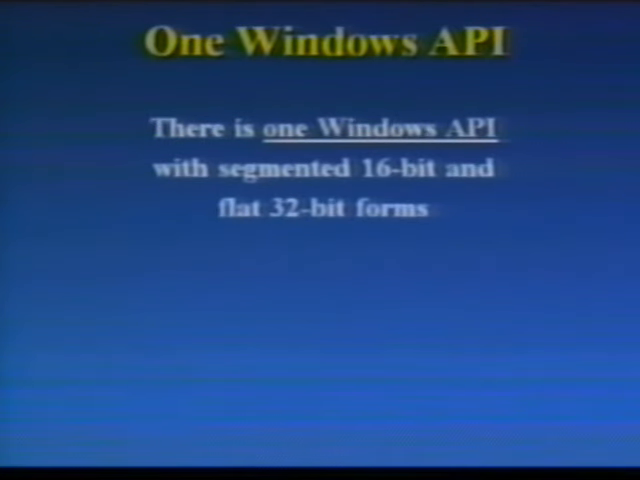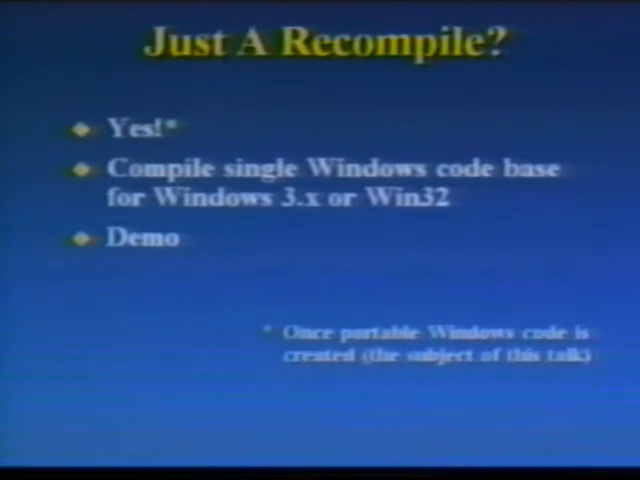We clearly want to position that there's one Windows API set. We've widened the existing 16-bit API to 32-bit, but it is a very familiar API. It is the same API. It basically has 2 forms, a segmented form and a linear form. Is it just a recompile? Well, yes. And so actually I'd like to do a quick demo showing what it's like to just try to recompile at least a smaller application.